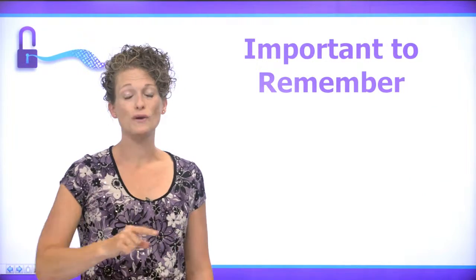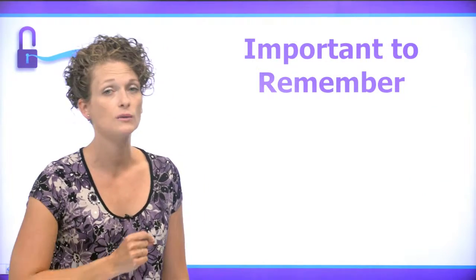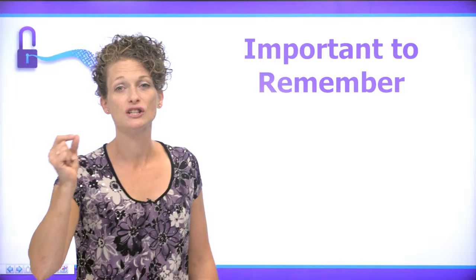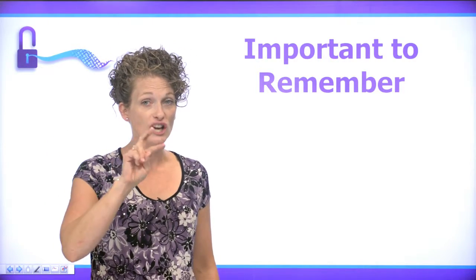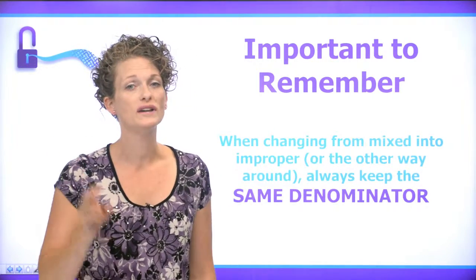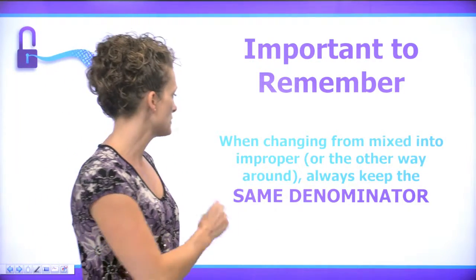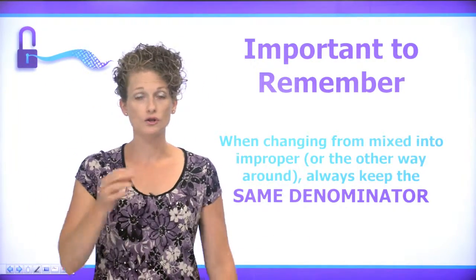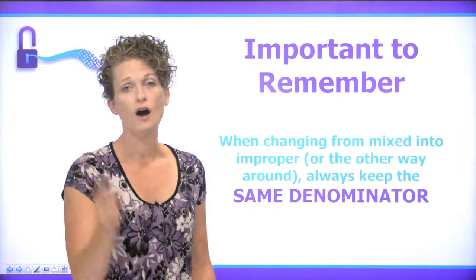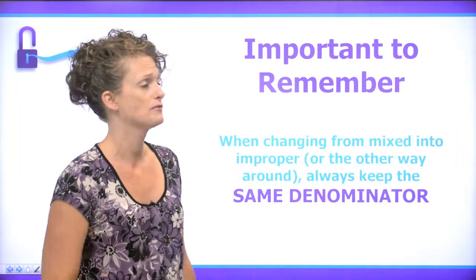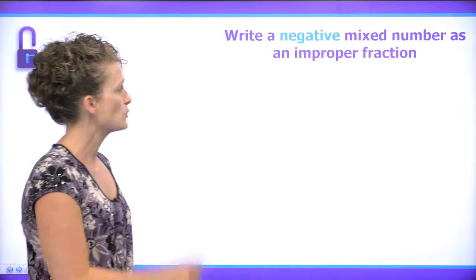Very important thing that you have to remember whenever you're dealing with any improper fraction and any mixed number and you're changing forms, you always, always, always keep the same denominator. Doesn't matter which one. When you're changing from one to the other, we always keep the same denominator. So that's going to simplify things, actually. All right, so what about negative numbers?